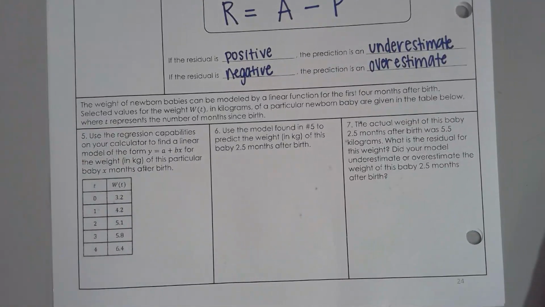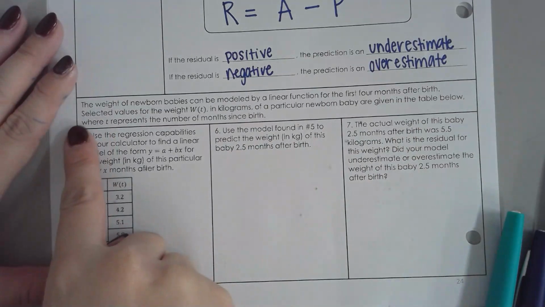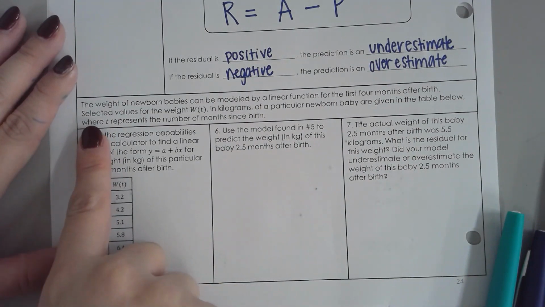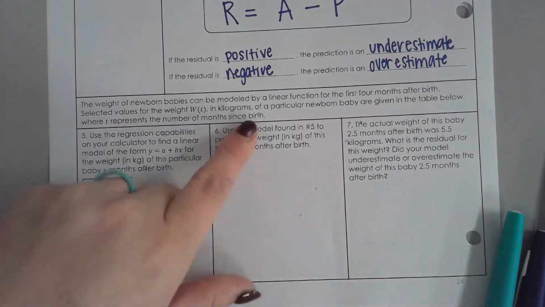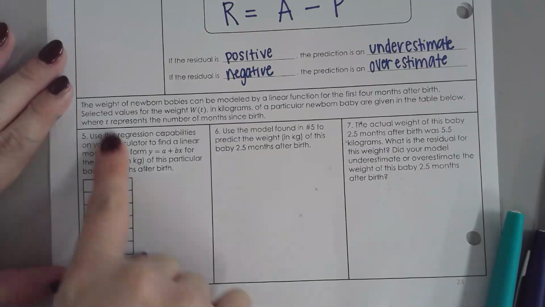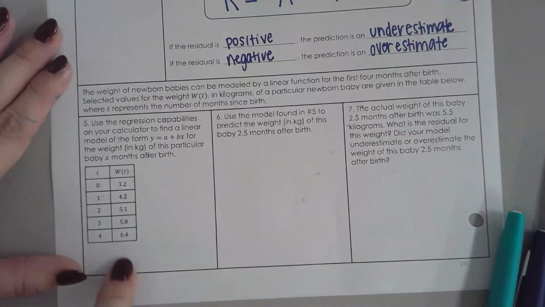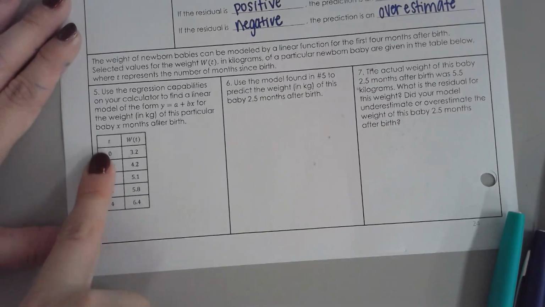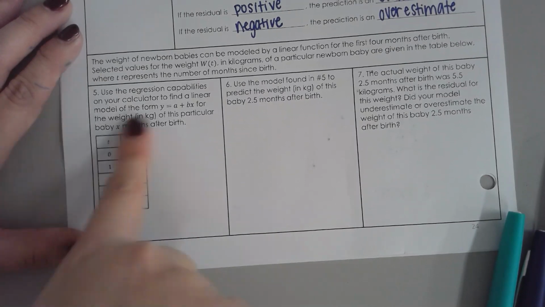So here we are. The weight of newborn babies can be modeled by a linear function for the first 4 months after birth. I feel like this is the same one that we already did. It's fine. Selected values for the weight in kilograms of a particular newborn baby are given in the table below, where T represents the number of months since birth. So this is one specific baby, and they weighed the baby at each month. This is just one baby.